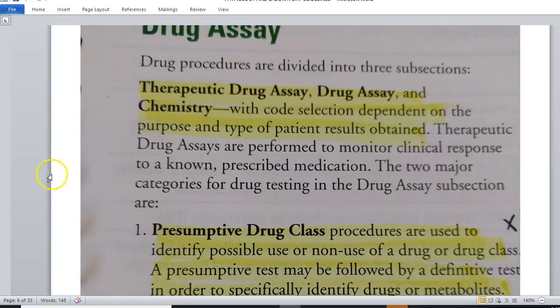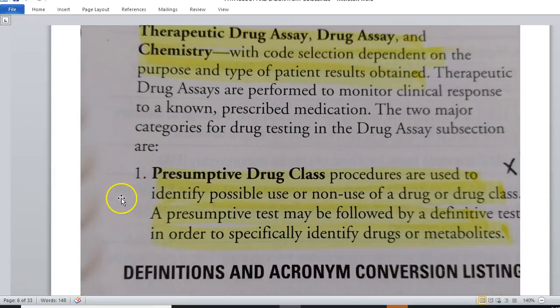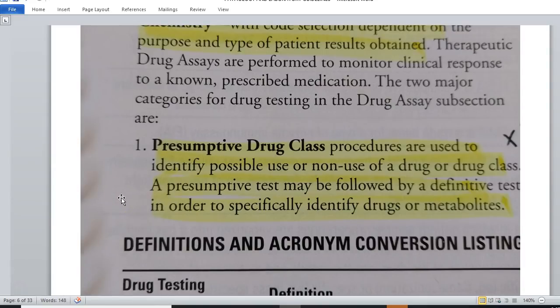Therapeutic drug assays are performed to monitor clinical response and are known prescribed medication. The two major categories for drug testing, so therapeutic drug assays we'll look at in a few minutes, are either presumptive drug classes, which are procedures that are used to identify the possible use or non-use of a drug or a drug class. A presumptive drug test may be followed by a definitive drug test in order to specifically identify drug metabolites. So I know it's hard to see here, but I put a positive or negative. This is either the person has it or they don't have it in their system.